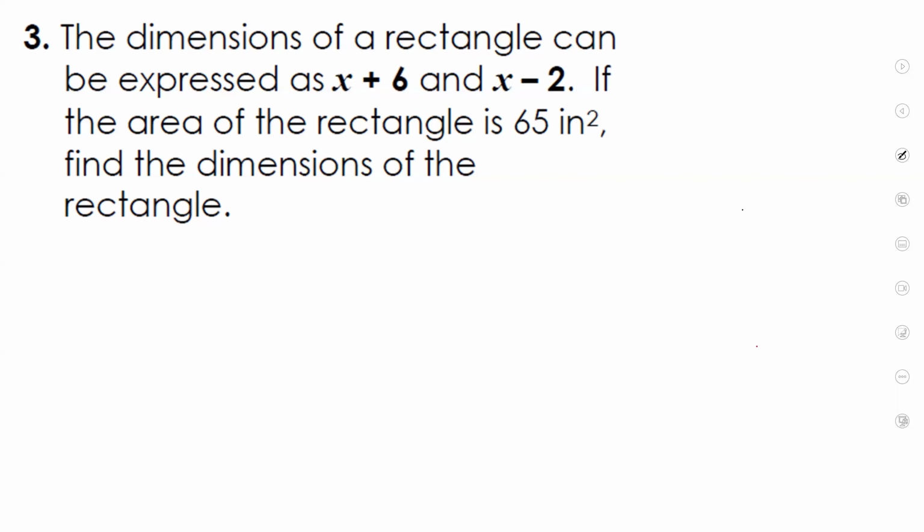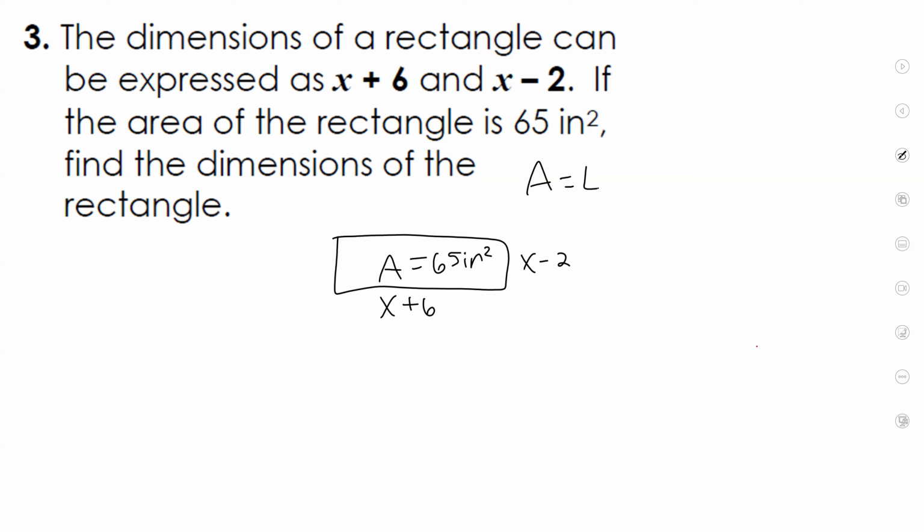Number 3, you have the dimensions of a rectangle. It really doesn't matter which one you choose as length and width. They didn't specify. You're going to do the area is 65 inches squared. One side of the rectangle is x plus 6. I'll choose the longer side for that one, and then x minus 2 is the other side. So the way that you find area is you multiply length times width. So let's do that. x minus 2 times x plus 6 should give me 65.